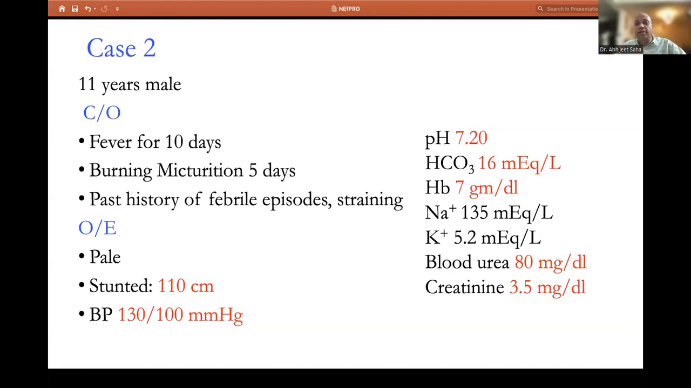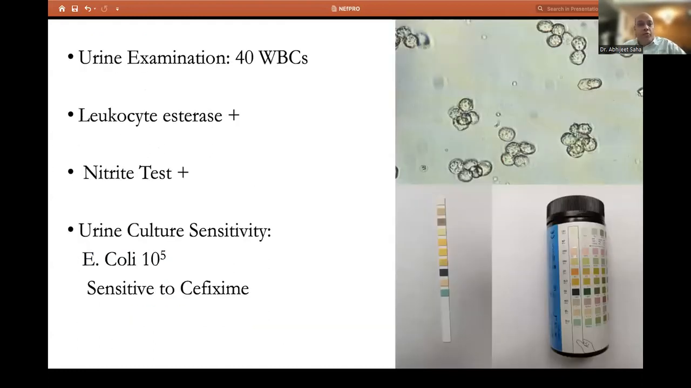So you can write your responses on the chat box, and we move further. The urine examination of this child was done, and it shows WBCs 40 per high power field. You can see on the right side of the picture, there is a multi-sticks which contains numerous parameters which can be easily performed in the ER or right away in the OPD on a freshly passed urine sample.